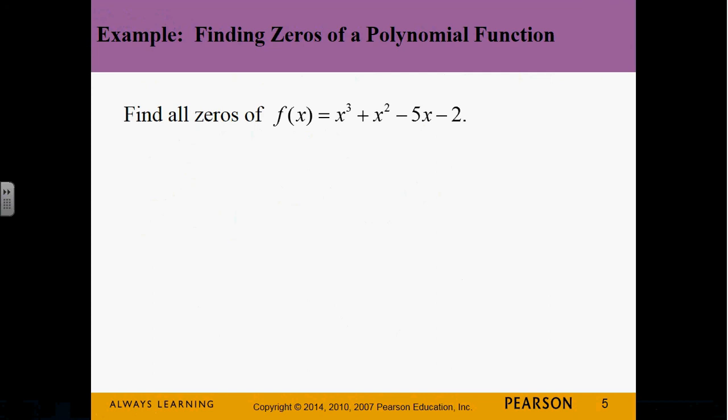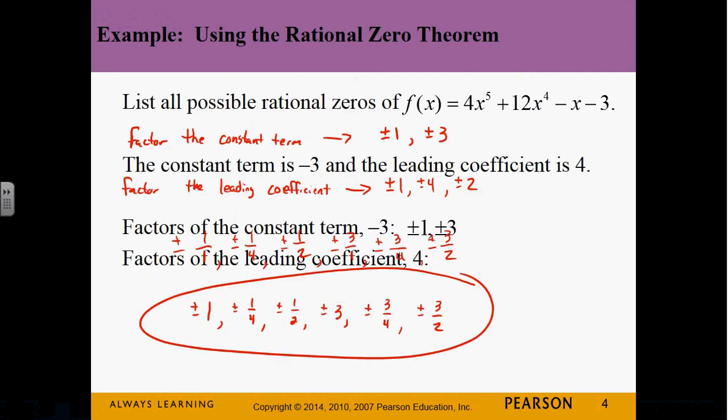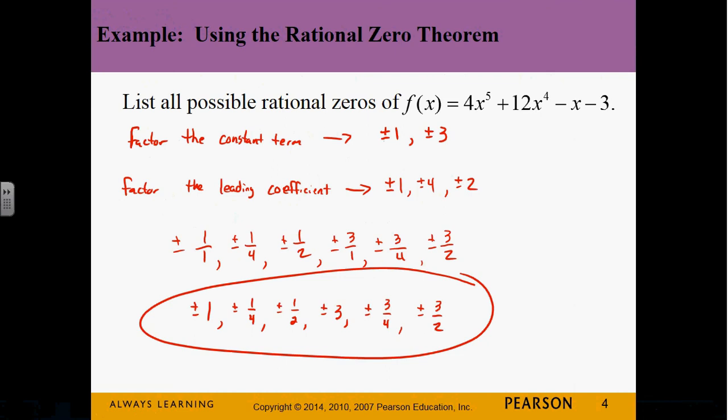Which numbers? This is the constant term. The leading coefficient is the term in front of the first variable. Right. So when we did this one, the constant term was negative 3, so that's where we got the plus or minus 1 and plus or minus 3. And then the leading coefficient was 4. That's where we got 1 and 4 and 2. Those were all factors of 4. You see it? Okay.